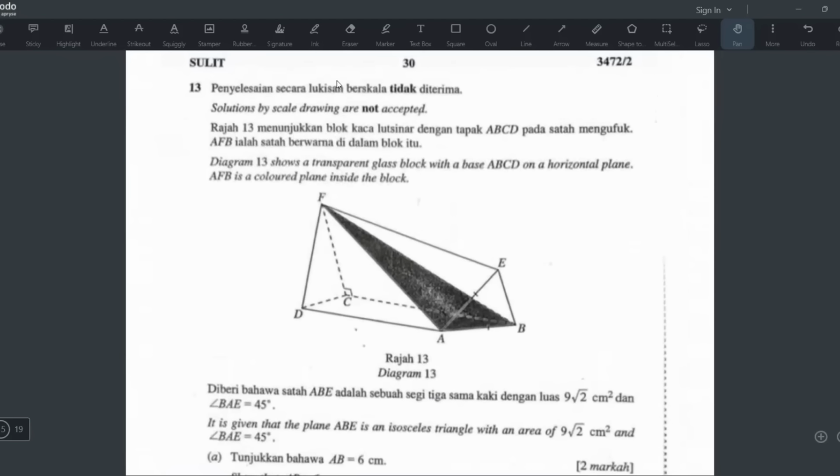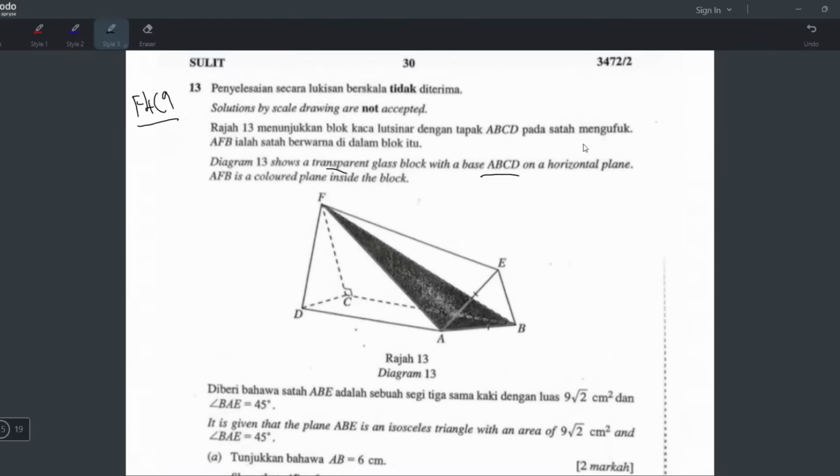So let's go to 13. This one is solution of triangles. Just looking at it you already know. So Form 4 chapter 10. No, sorry, chapter 9. Triangles. Alright, solution by scale drawing not accepted. Okay, not important. Diagram 13 shows a transparent glass block with a base ABCD on a horizontal plane. AFB is a colored plane inside the block. Okay, let's check. AFB is a colored plane. Okay, so far so good.